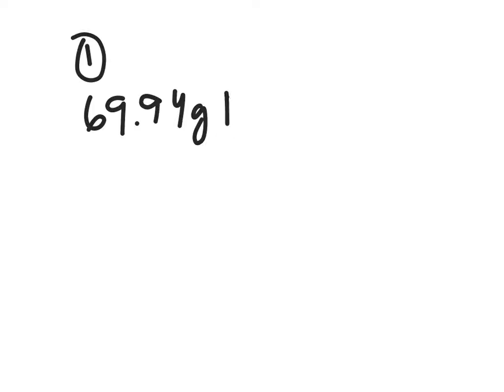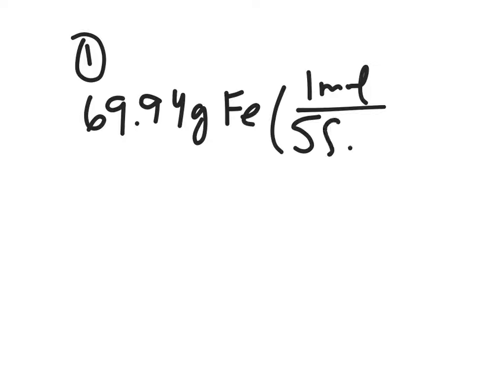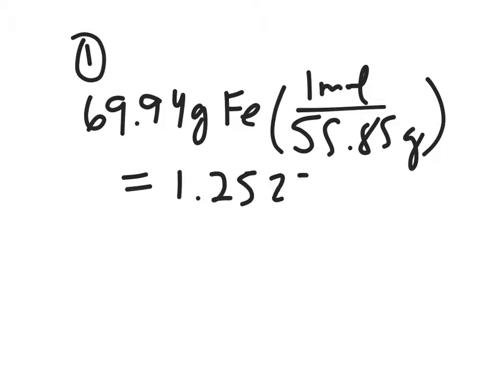oxygen. So step one is to assume a 100-gram sample. And when we do that, we know that we have 69.94 grams of iron then. And we can convert those grams to moles using the molar mass of iron. So if we do that, we get 1.25228 moles of iron.